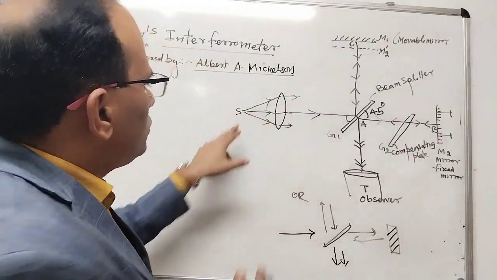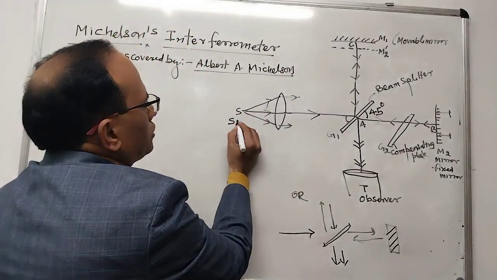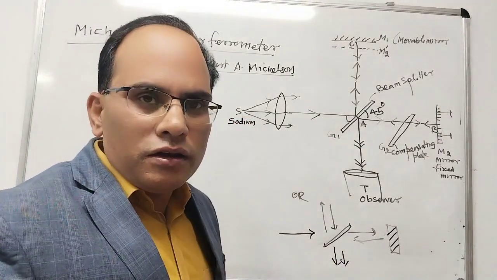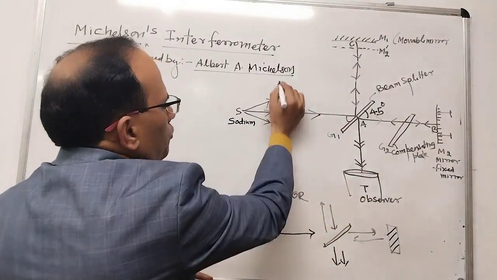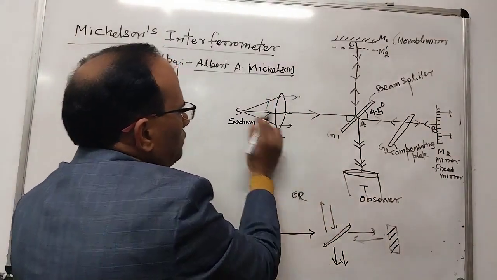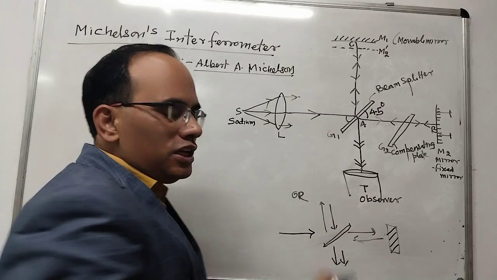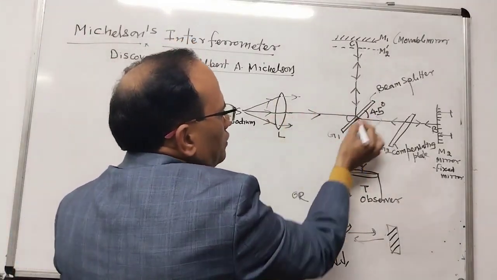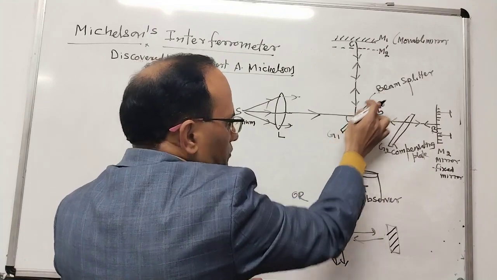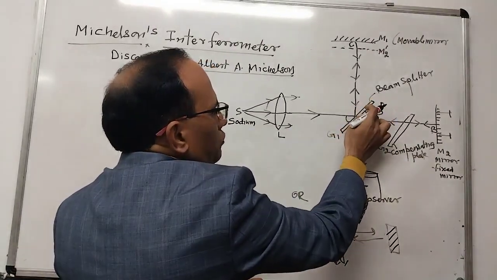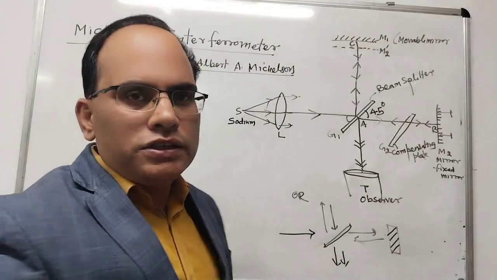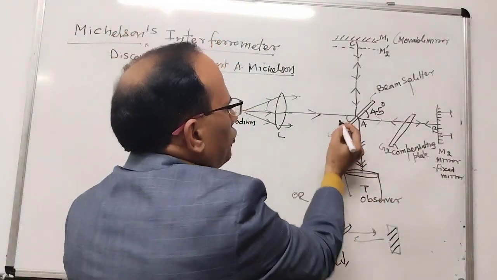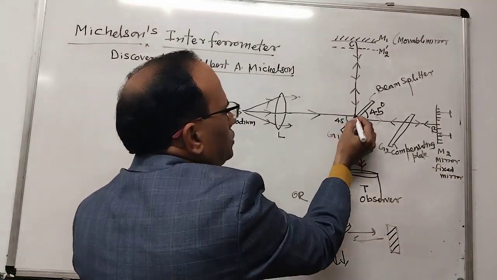This is any source. This source is a sodium light source, maybe any other source. So this source ray may not be parallel. So how to make parallel rays? We put a lens, with the source placed at the focus of this lens. After that the rays become parallel. So parallel rays are incident on the glass plate, a special glass plate known as the beam splitter, and this plate is inclined at 45 degrees toward the incident light. This is the 45 degree angle. So this is 90 degree.